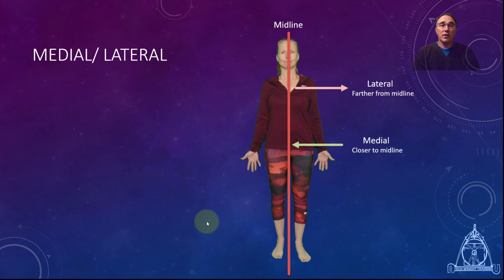The next one is medial and lateral. So lateral is farther from the midline, so here's our midline, and if anything is away from the midline, that's lateral. And if things are closer to the midline, it's medial. So if we look at here, we could say that her eye is medial to her ear, right? And then we could also say that the ear is lateral to her eye. So things that are farther away from the midline are lateral. Things that are closer to the midline are medial.